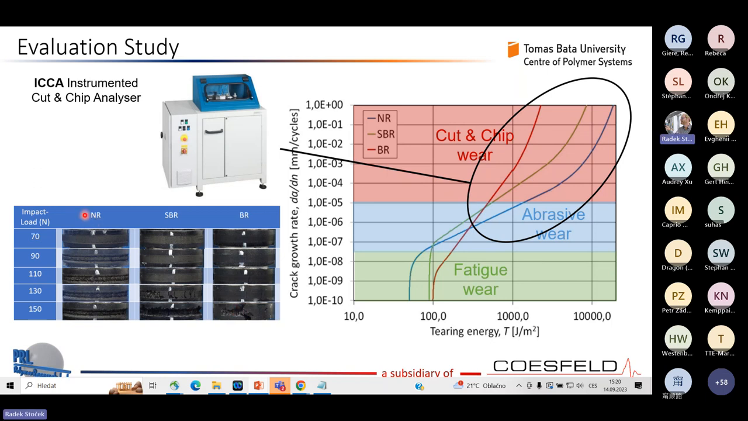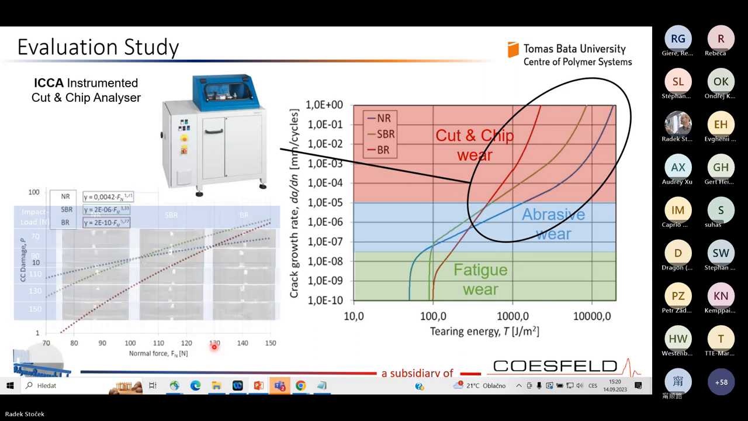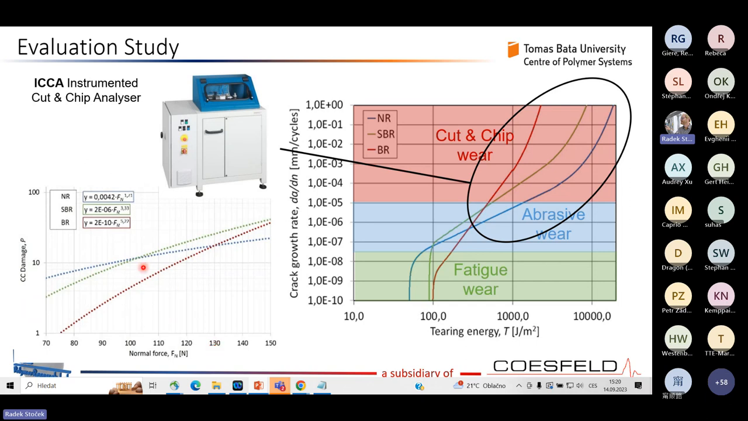And that exactly corresponds with these diagrams. I will briefly describe the diagram, what we see here. On the x-axis, we have the applied normal force, the loading on the sample. And on the y-axis, we have the cut-in chip damage P parameter. That means when the cut-in chip damage P parameter increases, the surface or the thread is more destroyed, chunked out. With a lower CC damage P parameter, it is less chunked out from the thread, so more resistant to cut-in chip.